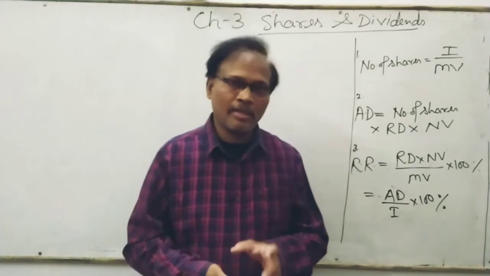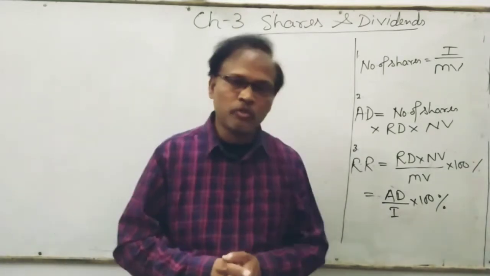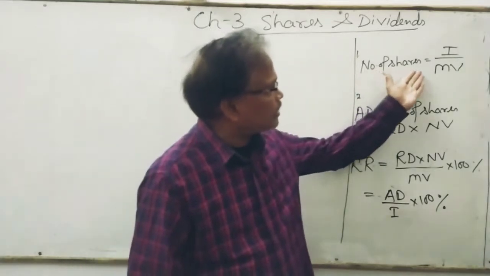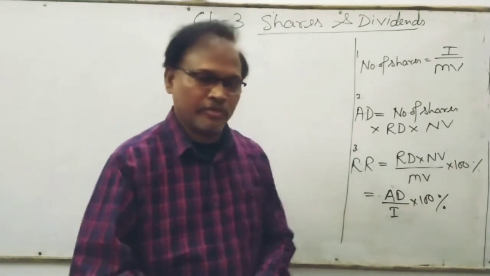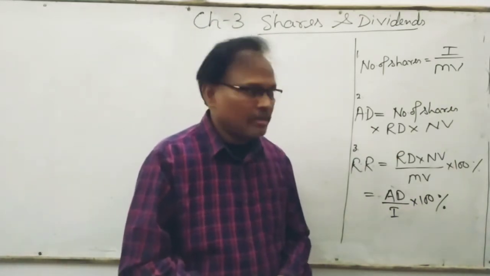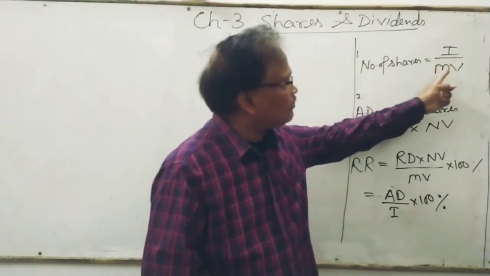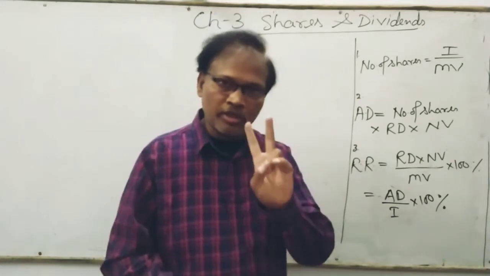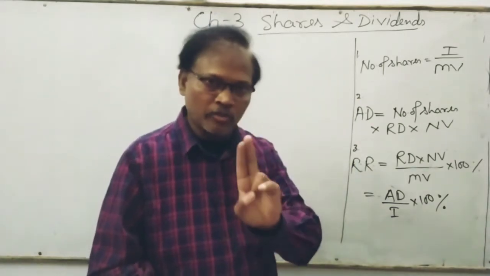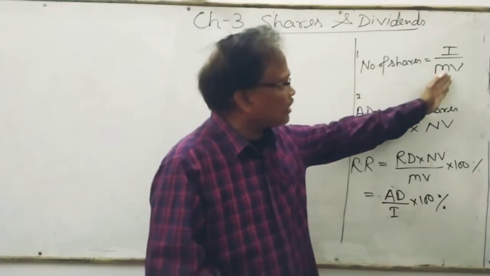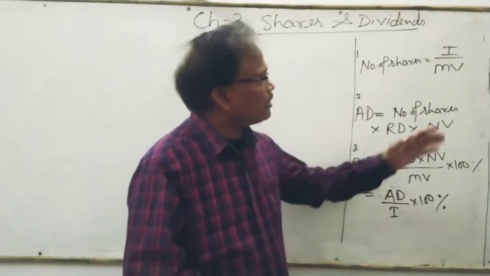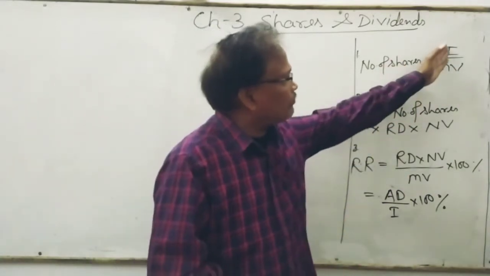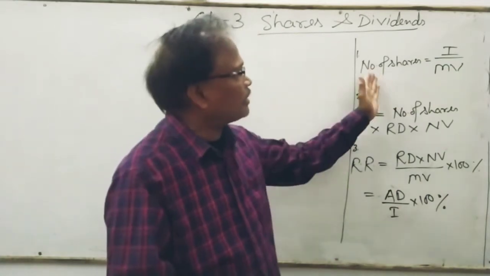Here I just revise the three formulae which we use in shares and dividends. The first formula is: number of shares is equal to investment upon market value. This is the first formula. Investment, market value and number of shares are related in this way. If you know two of these variables, like number of shares and market value, you can get the investment. If investment and number of shares, then you can get the market value. If you know investment and market value, then you can get the number of shares.